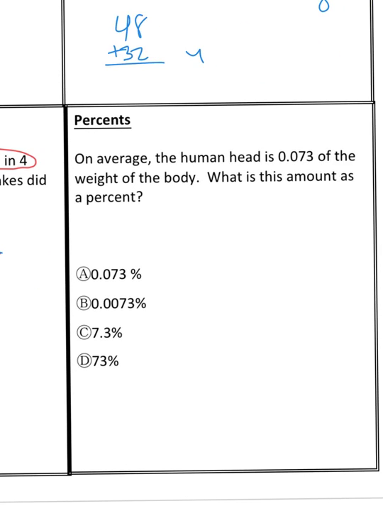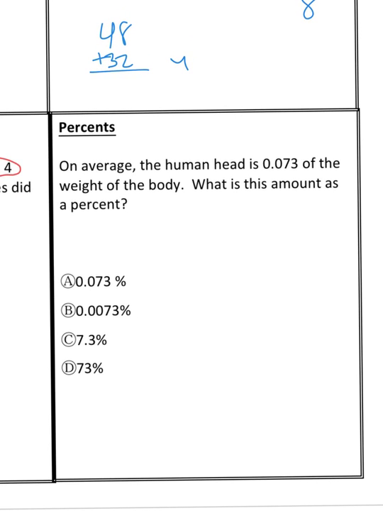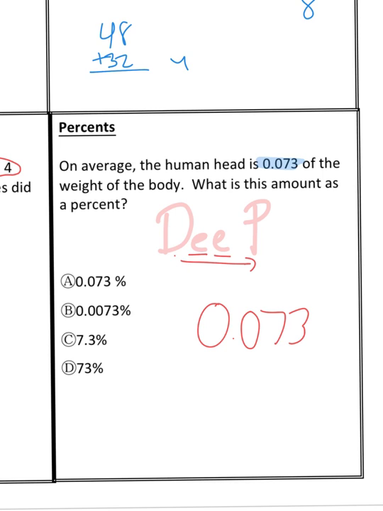All right, last one. On average, the human head is 0.073 or 73 thousandths of the weight of the body. What is this amount as a percent? So basically, I'm changing a decimal to a percent. And if you remember, our favorite word, deep, is going to help us do that. So if I take 0.073, since it's a decimal, I just have to move twice to the right to change it to a percent. And if I do that once, twice, I get 7.3%, which is C.